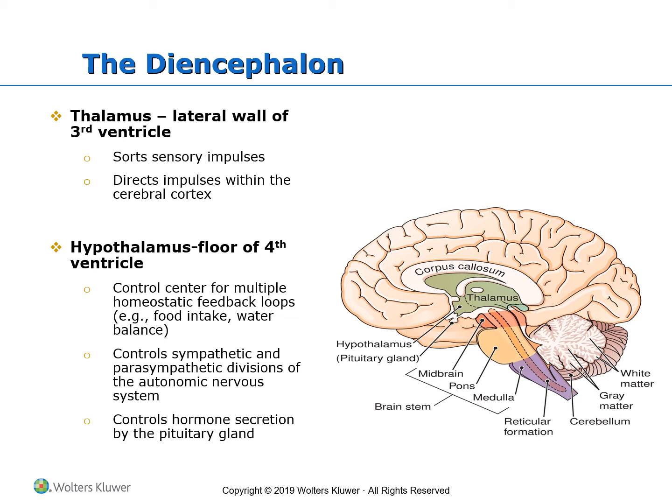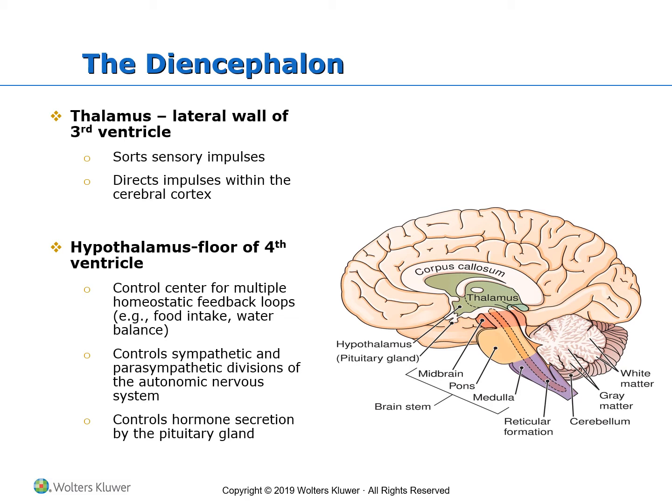The two parts of the thalamus will form the lateral walls of the third ventricle. And the main function of the thalamus is to be a relay for all the sensory information that will travel through the masses of gray matter towards the cerebrum. The thalamus will sort out the impulses and it will direct them to particular areas where they need to produce a reaction.